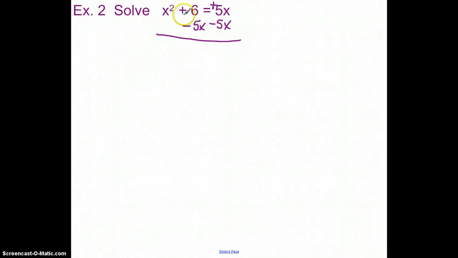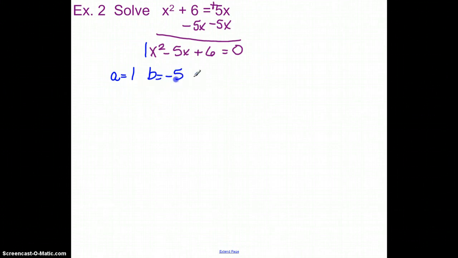Once I do, when I put this together, I want it to be in standard form. So that means it's going to have to be x squared minus 5x plus 6 equals 0. Once I'm here, then I'm identifying my pieces. So A is 1, B is negative 5, and C is 6. So again, here's my equation.